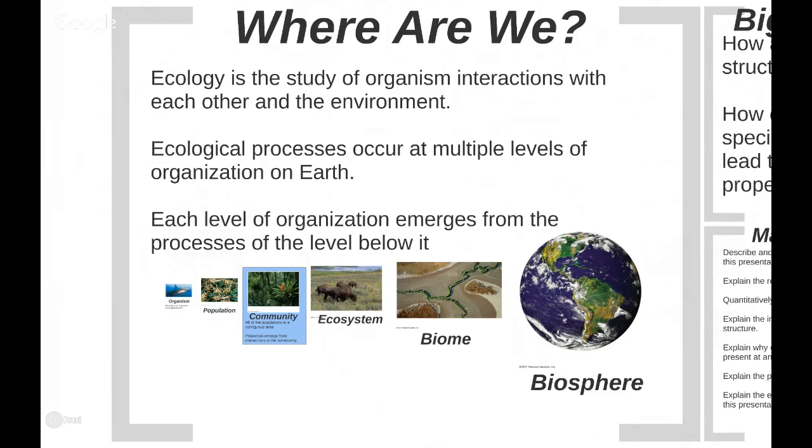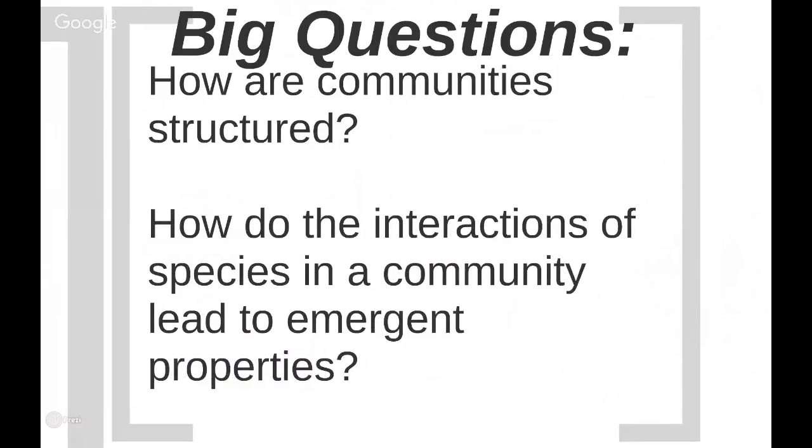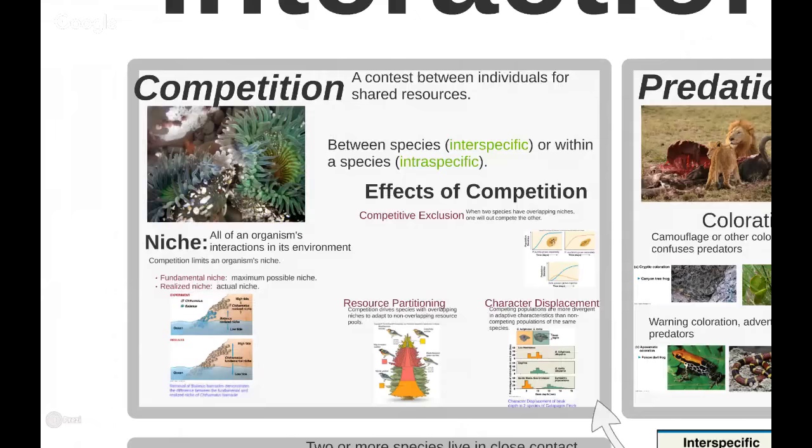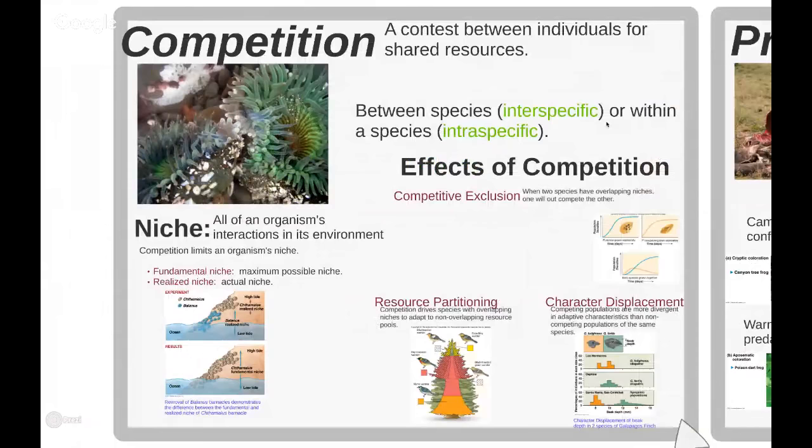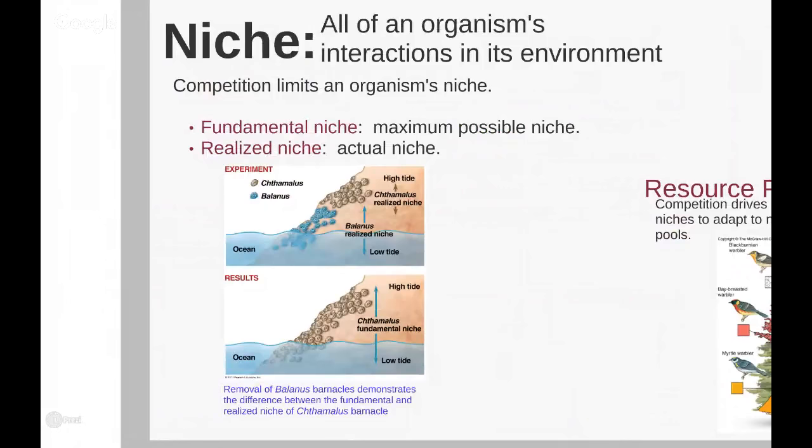So some big questions: how are communities structured, and how do these interactions of species in communities lead to these properties? First we'll talk about competition. That's probably the biggest aspect of community ecology. We talked about the idea of a niche, or niche, depending on who you're talking to. All of an organism's interactions in its environment is a good way of thinking about it. We made an analogy to an organism's job, where it fits in its ecosystem or in its community. So competition limits an organism's actual niche.